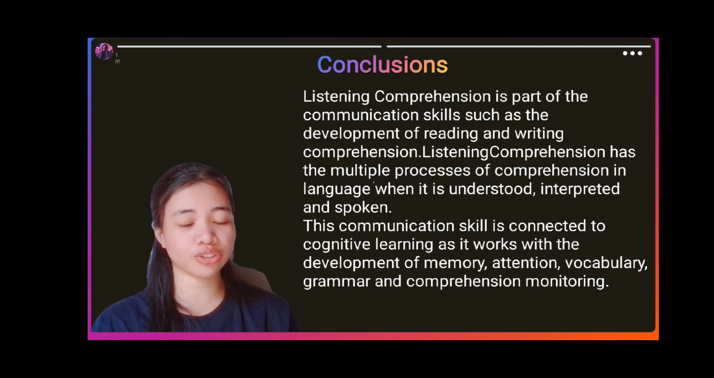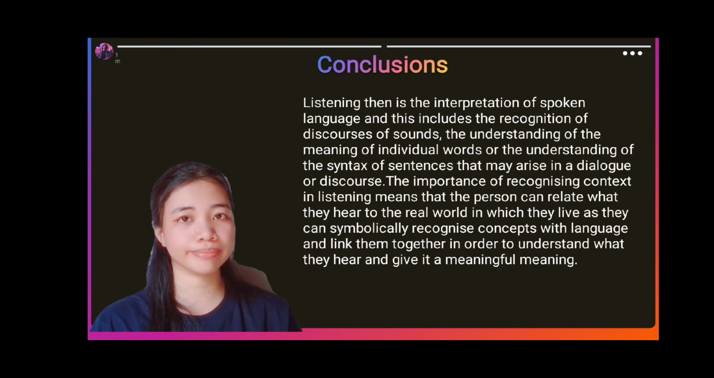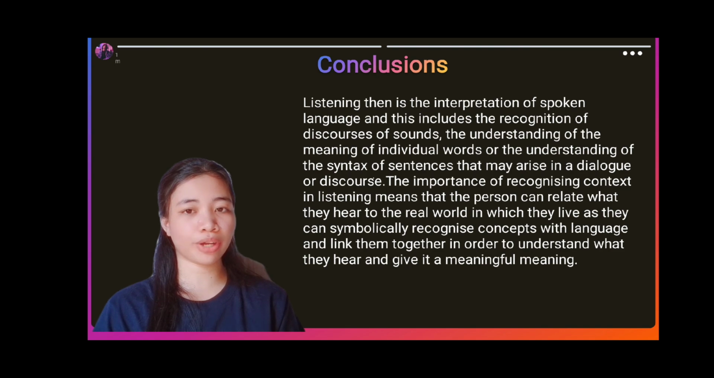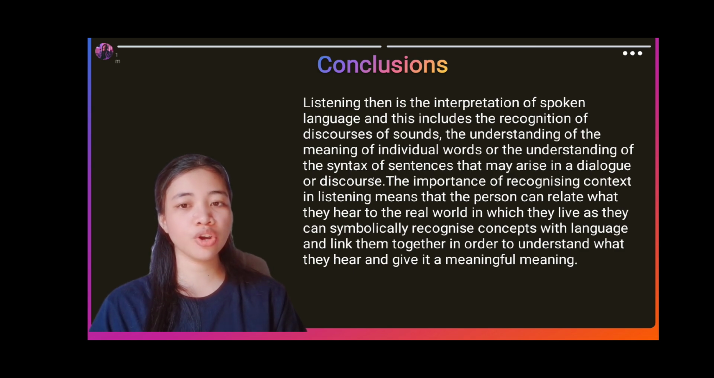The communication skills are connected to cognitive learning as they work with the development of memory, attention, vocabulary, and comprehension monitoring. Listening then is the interpretation of spoken language, and this includes the recognition of sounds, the understanding of the meaning of individual words, or the understanding of the syntax of sentences that may arise in a dialogue or discourse. The importance of recognizing context in listening means that the person can relate what they hear to the real world in which they live, as they can symbolically recognize concepts with language and link them together in order to understand what they hear and give it a meaningful meaning.